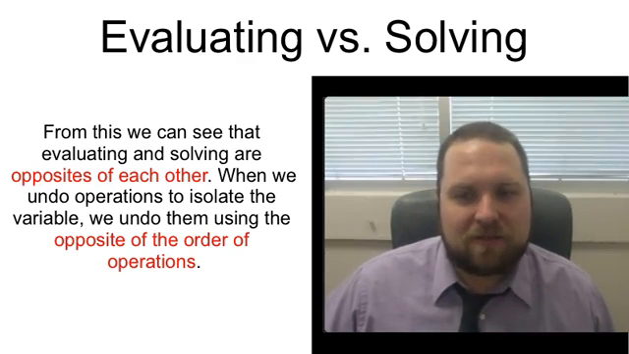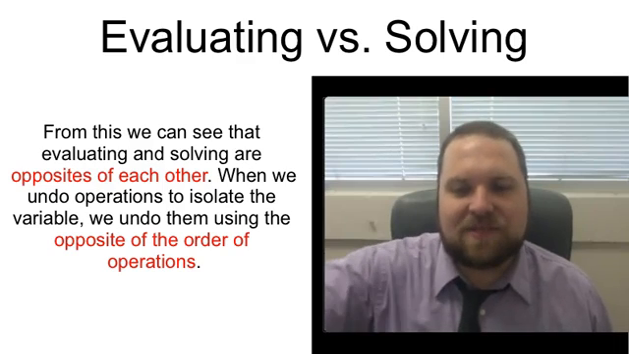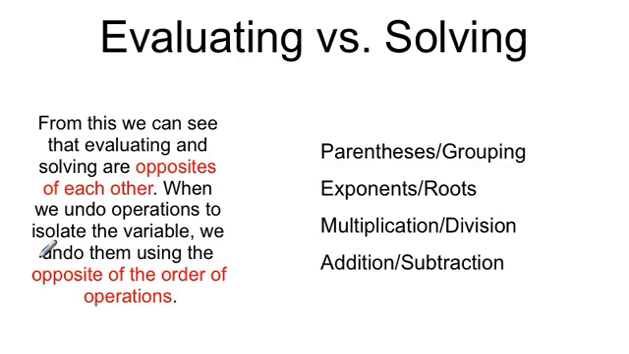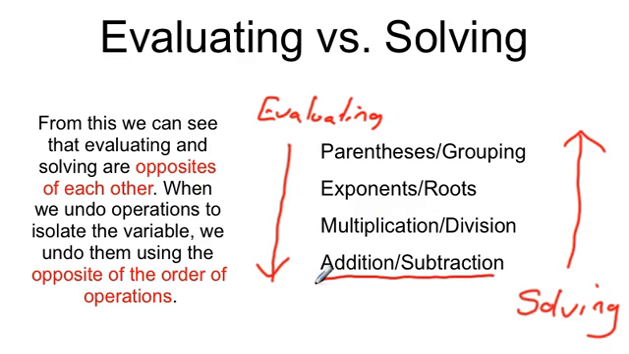And so when I do the opposite of evaluating with solving, that means I have to do the opposite of the order of operations. So instead of starting with parentheses and then going for exponents and multiplication and division and addition and subtraction, I have to go the opposite way. When I'm evaluating, I start here and go down. When I'm solving, I start here and work my way up. So what I can see is that I always have to undo addition and subtraction when solving before multiplication and division.